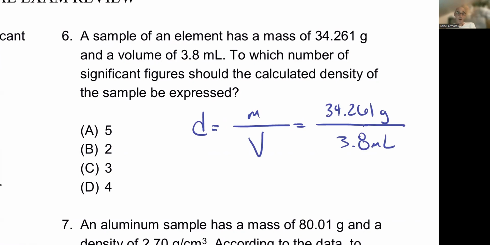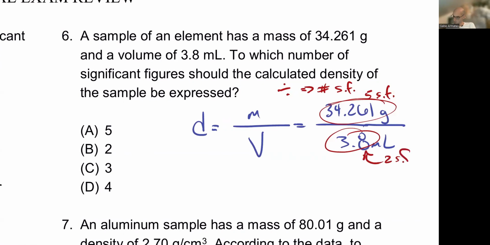I do not care about the actual answer here. All I'm interested in is the number of sig figs. We're dividing, so we're interested in the least number of sig figs. That one has 5 sig figs, and this one has 2 sig figs. So my answer has to be, doesn't matter what it is, 2 sig figs. Answer is B. Good enough.